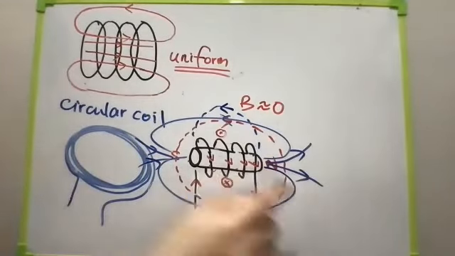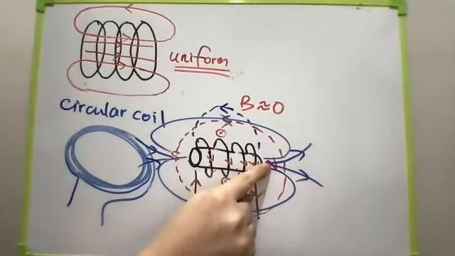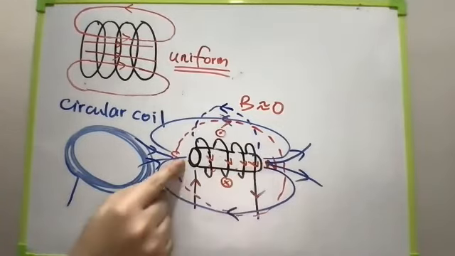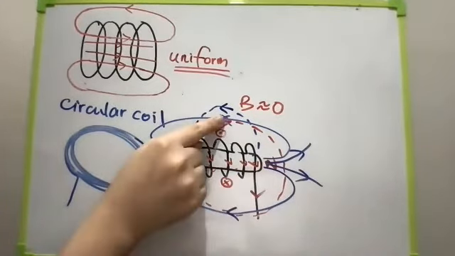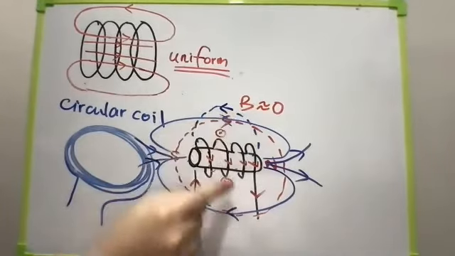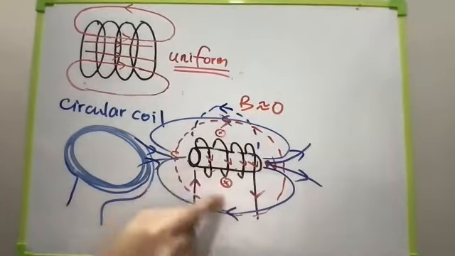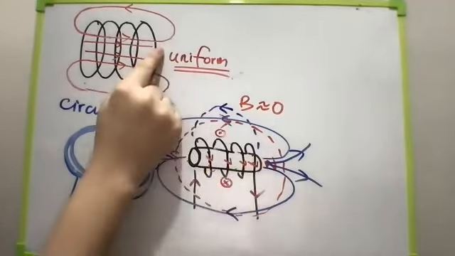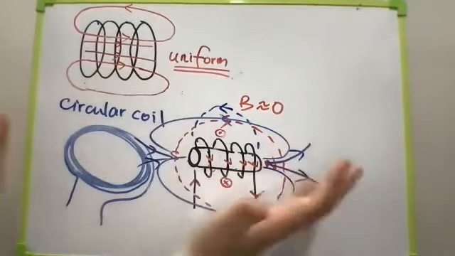Okay, here should be the strongest magnetic field. Here also strongest. How about here? Near 0. Here, near 0. Inside, uniform. You get a magnet.